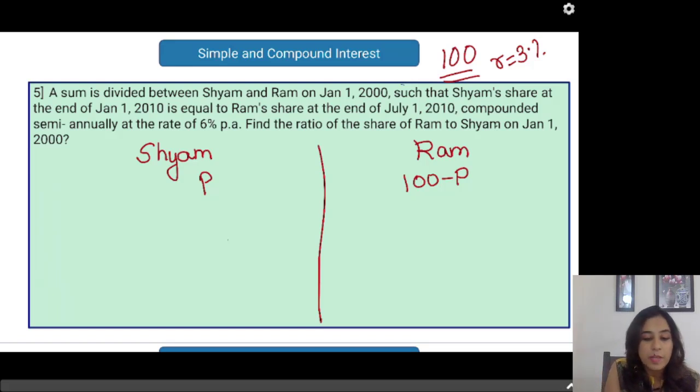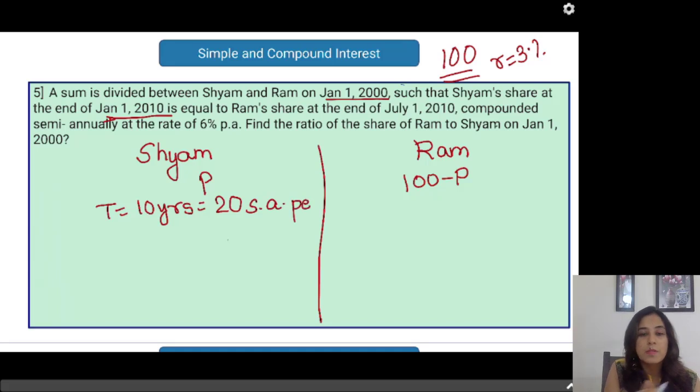And we are given the time frame. So time in case of Sham starts from Jan 1, 2000 to Jan 1, 2010, which is 10 years. Since the compounding is semi-annual, it leaves us with 20 semi-annual periods. For Ram, the time period is Jan 1, 2000 to July 1, 2010, which is 6 months more. So he has 21 semi-annual periods for compounding.